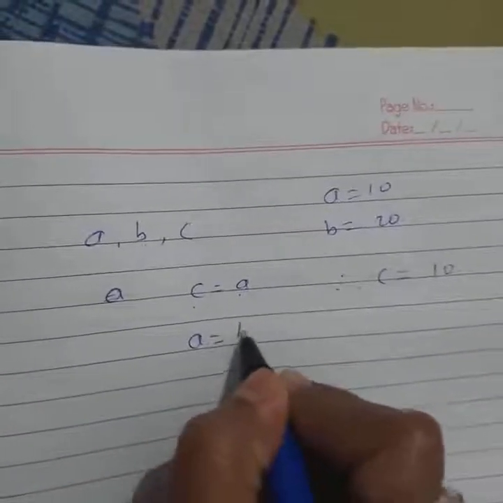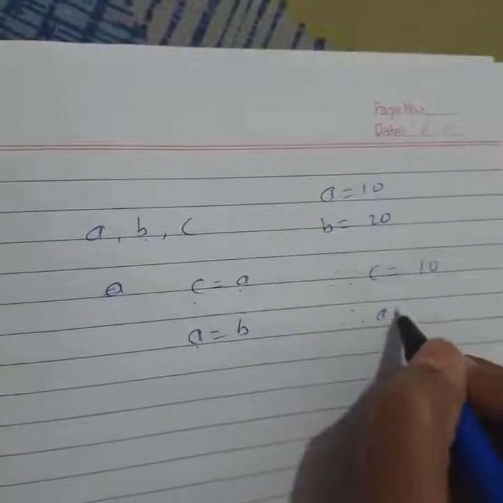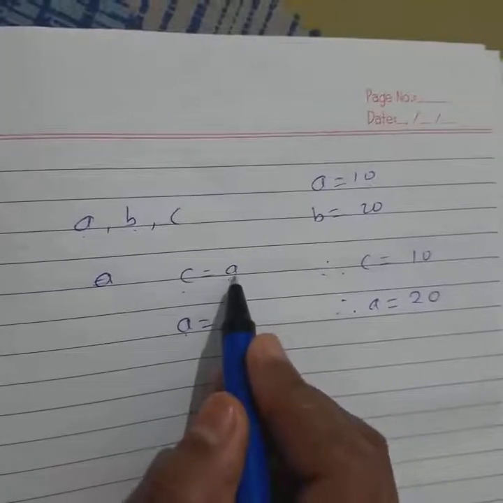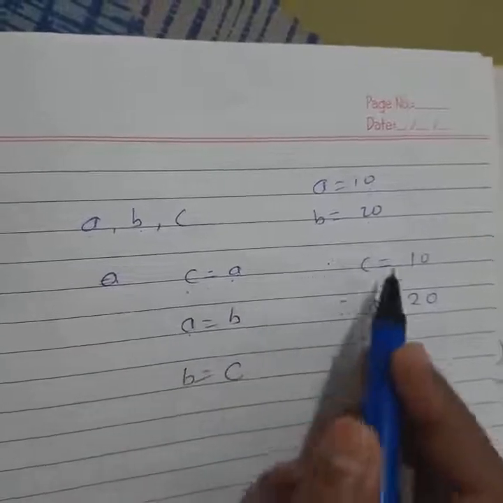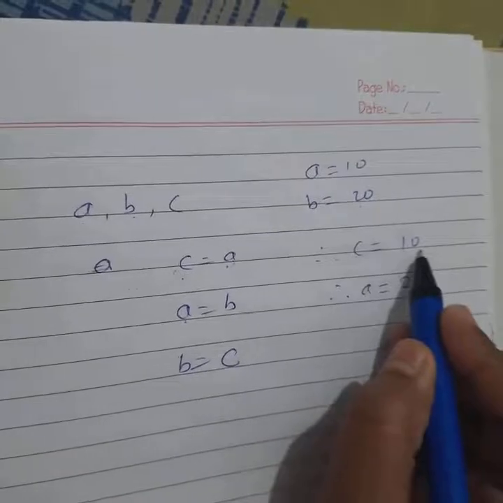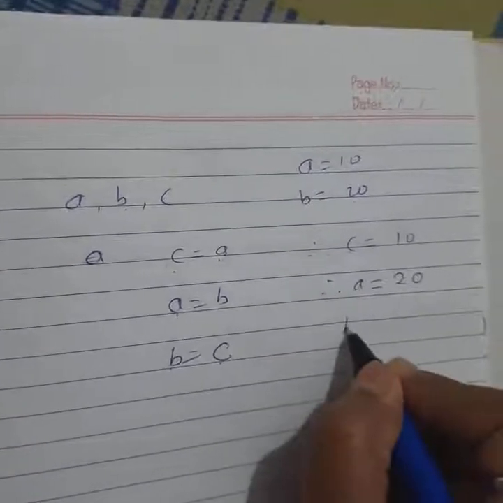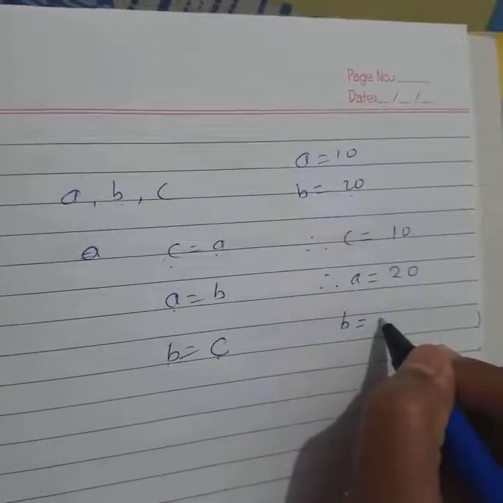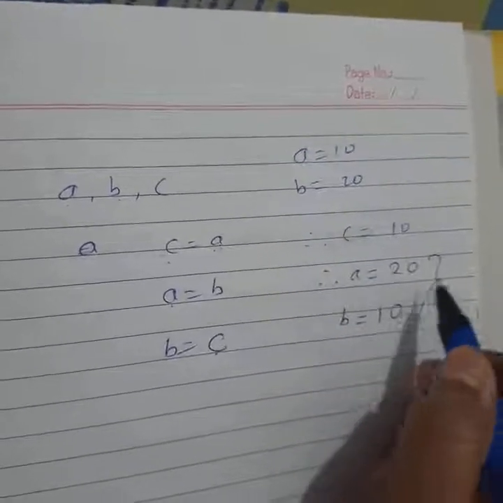After that, a is equal to b, which means the value of b, 20, will be assigned to a. Here a is equal to 20. After that, b is equal to c, which means the value of c, which is the value of a that I first assigned to c, is 10, and it will be assigned to b. Then the value of b will become 10. Here swapping will happen.